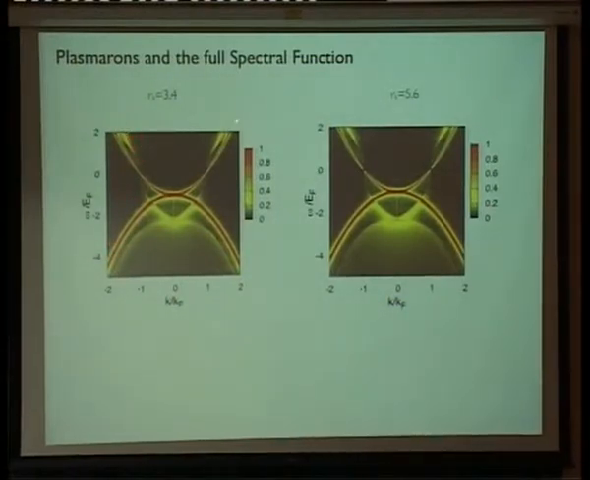These yellow things you see here are the plasmarons. These plasmarons around k equal to 0 occur at an energy of about minus 2 EF. And they have a relatively large weight, about 0.3 or 0.4. And you can do it for different things. So this is what you would see if you did an ARPES measurement on bilayer graphene.